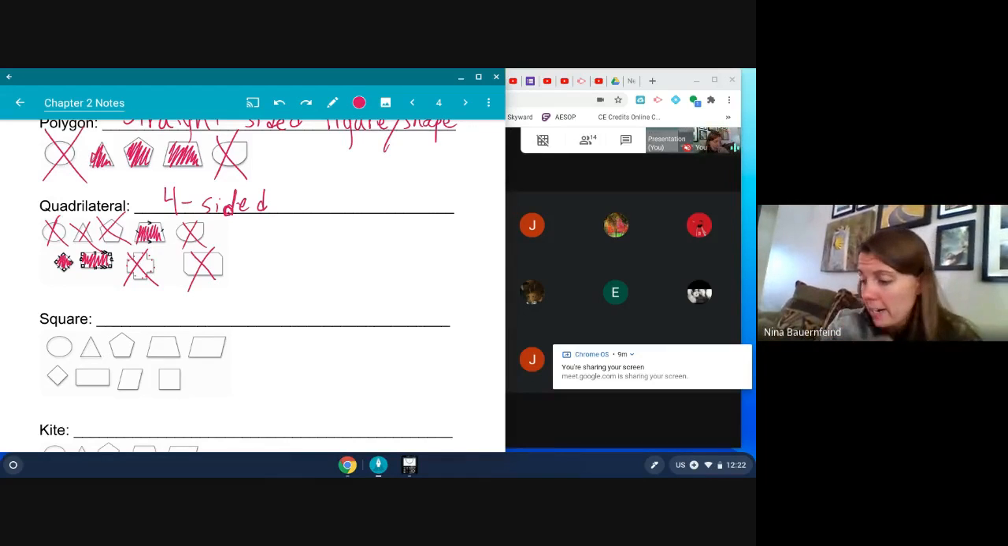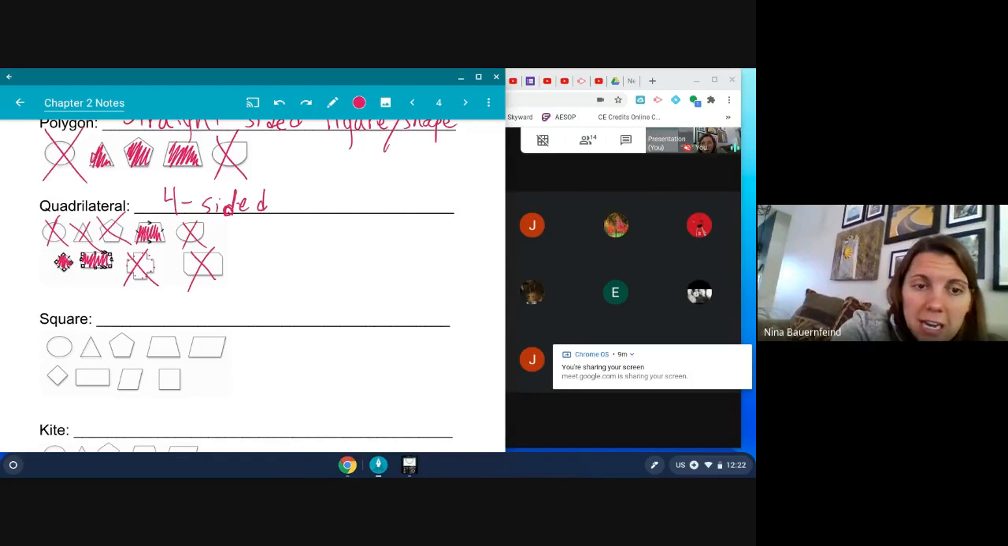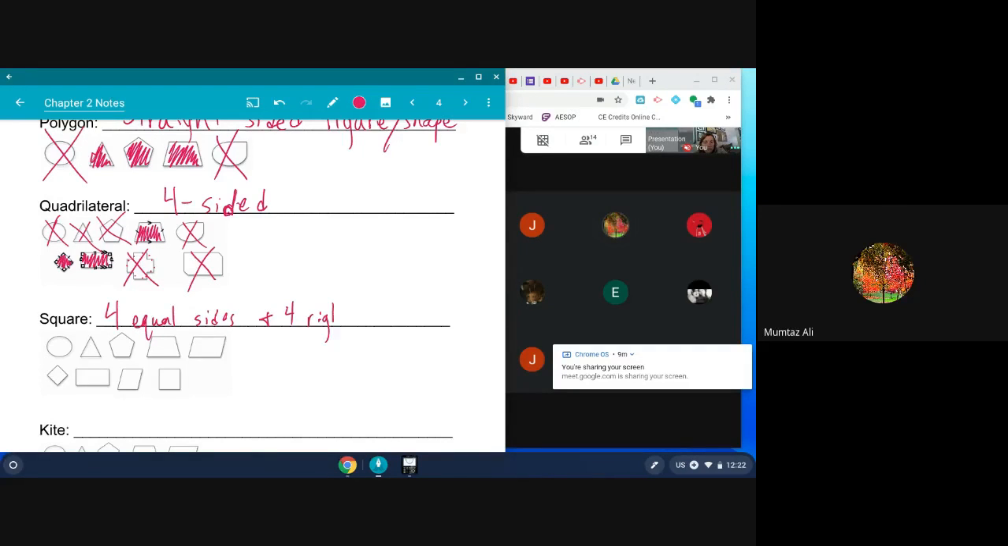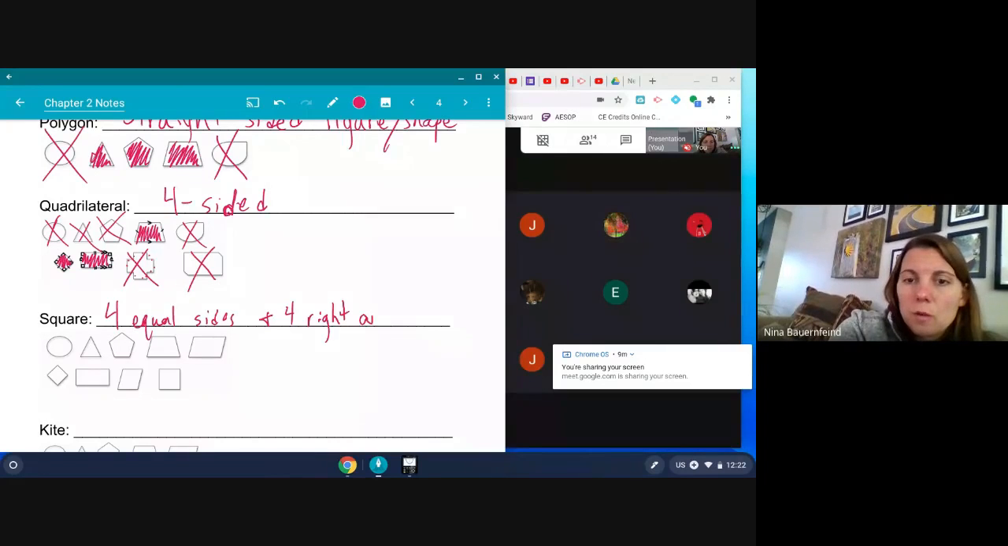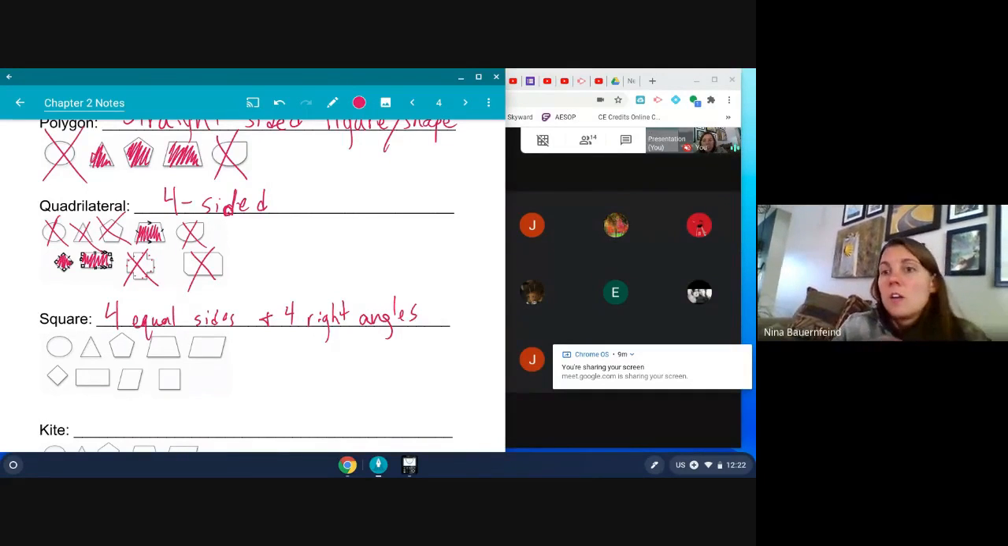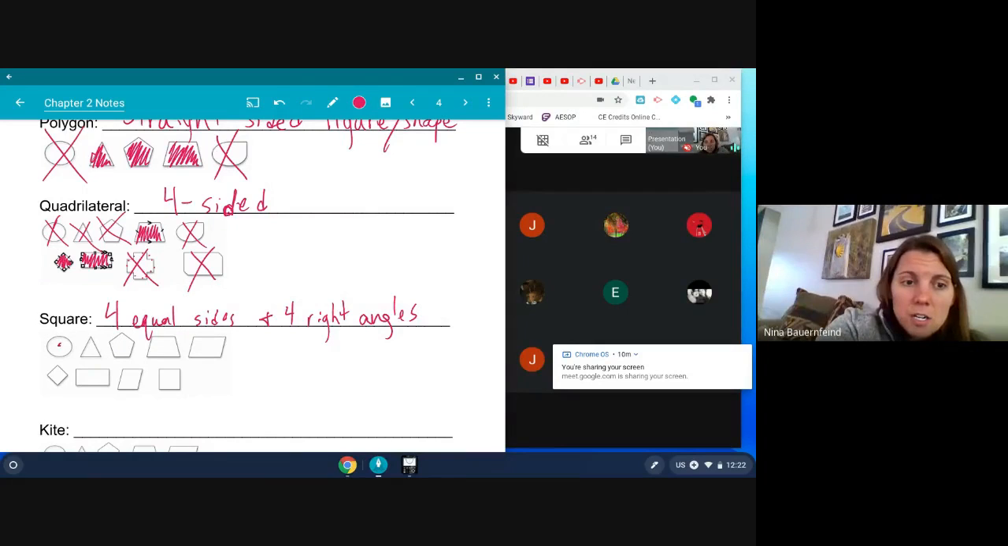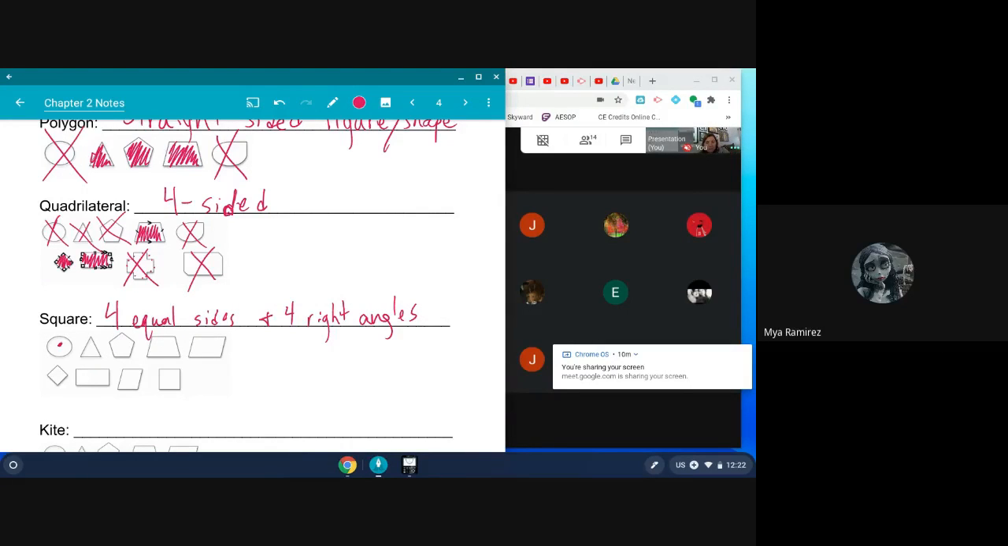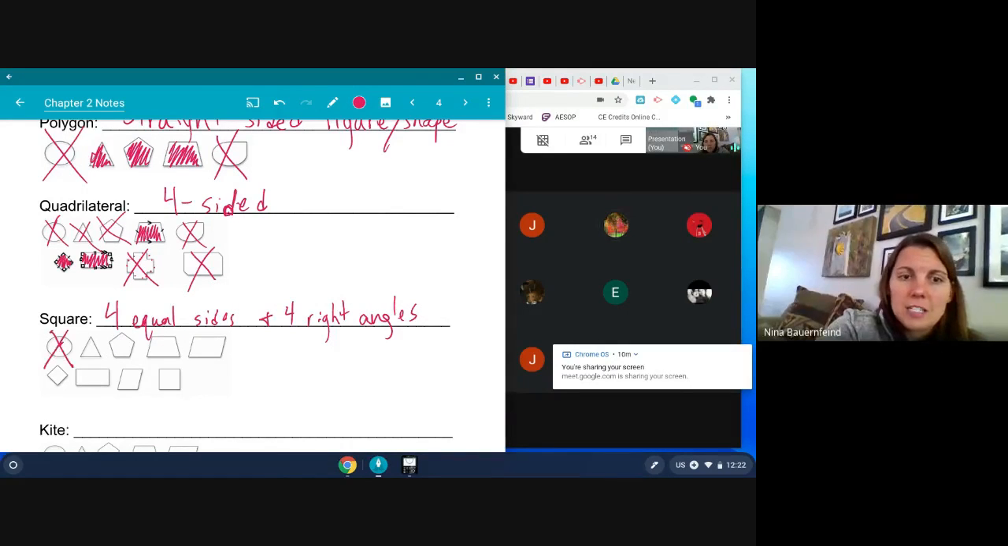So a square has four equal sides. Yes. And four right angles. Yeah. Okay. So with these shapes, is this one a square? No. It doesn't have four right angles or four equal sides.